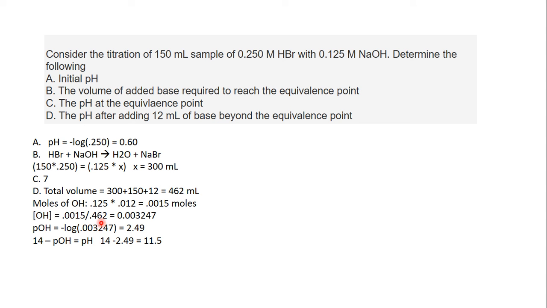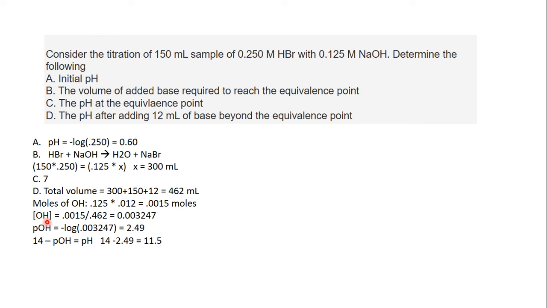Alright, so let's see how much volume our titration is up to this point. We started with 150 milliliters of acid. We added 300 milliliters of base to get to the equivalency point. And then we added 12 more milliliters of base after that. So our total volume is 462. Well, how many moles of OH have we added? Well, our molarity of NaOH is 0.125. And we added 12 milliliters, or 0.012 liters, which is 0.0015 moles.